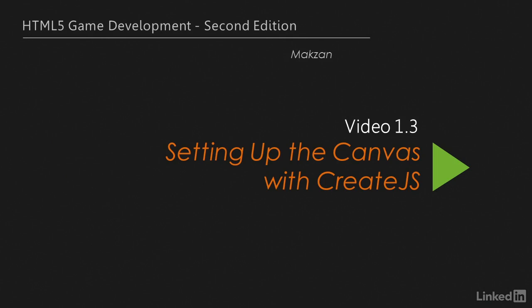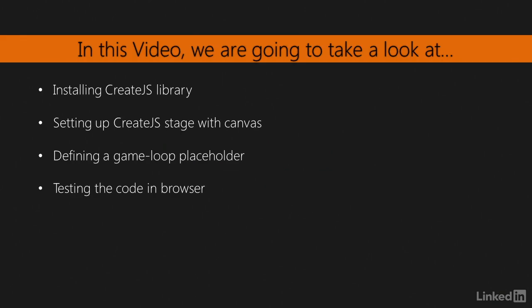In the last video, we set up the development environment and the project file structure. In this video, we will set up the CreateJS library for the HTML canvas. We will install the CreateJS library and then include the CreateJS library to the HTML. Then we will write some testing code in a game loop and test the logic in browser.